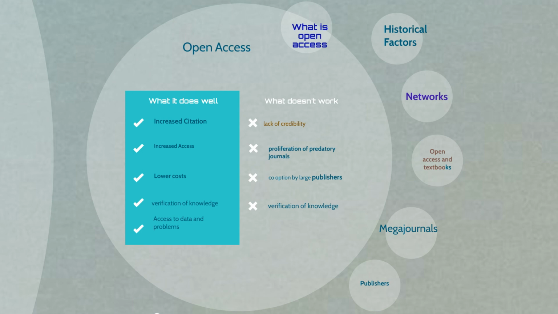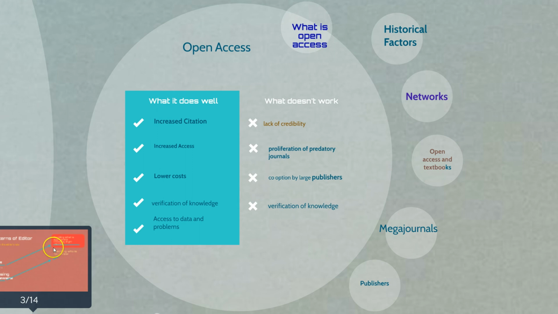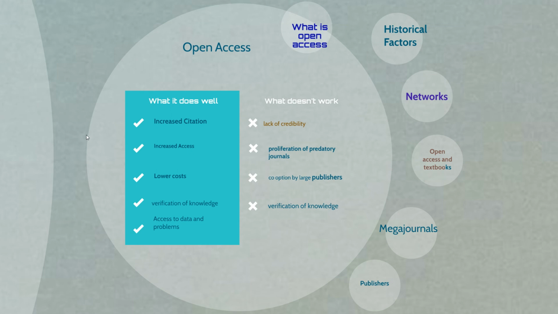So one of the biggest changes, I think, in the publication process that affects to varying degrees every author is the growth of open access. What does open access do? Well, it increases the possibility of citation. So more people read your article, more people can cite it. It increases access to articles.